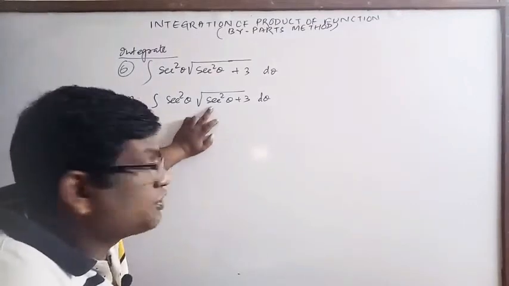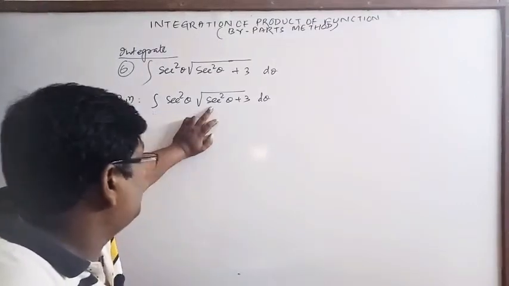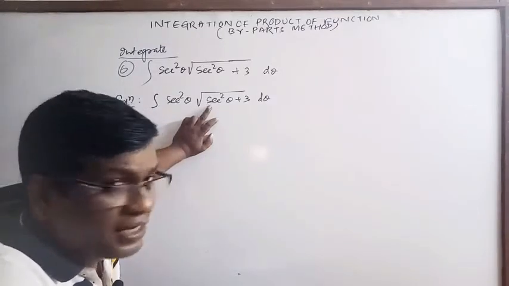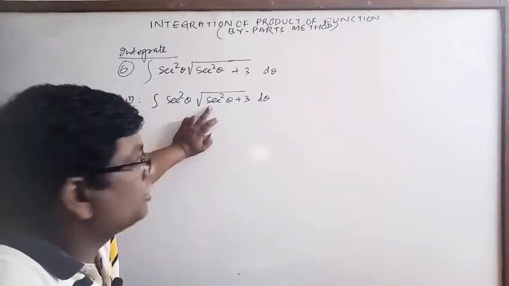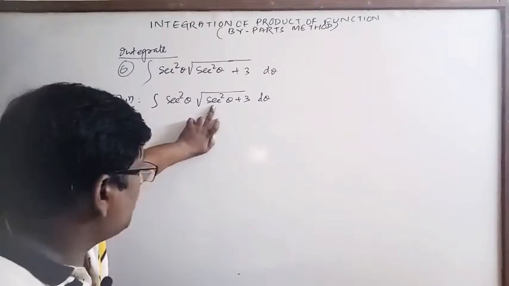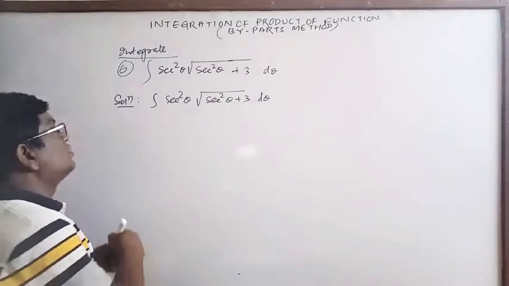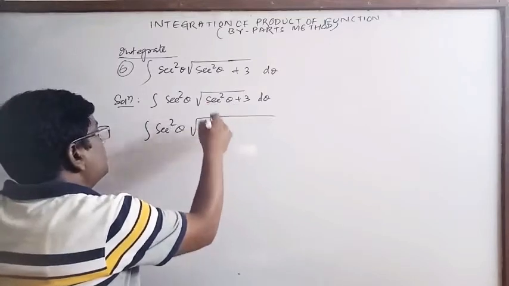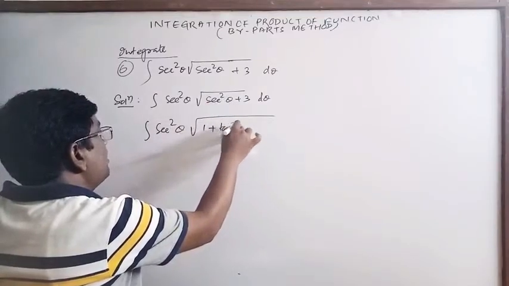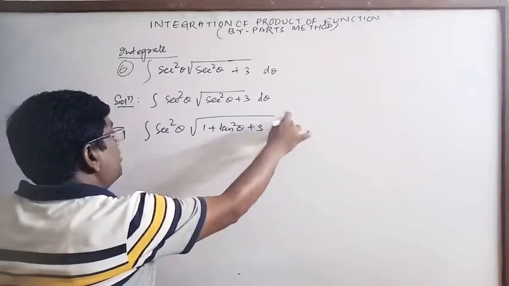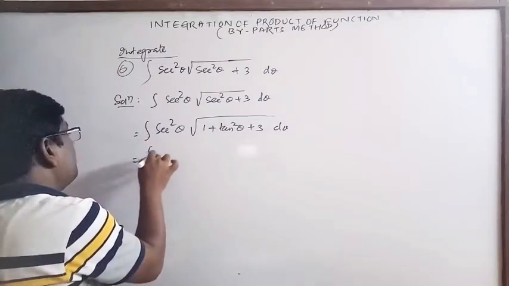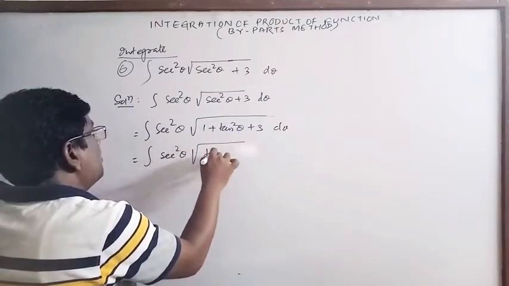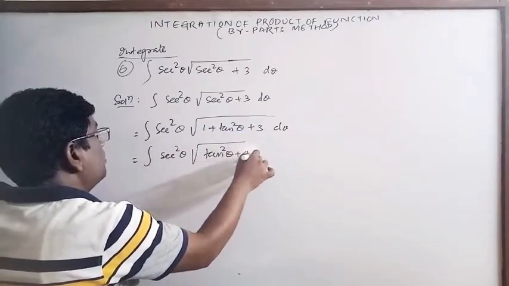So sec square theta can be reduced in terms of tan square theta. What is sec square theta? You have to use here sec square theta is equal to 1 plus tan square theta. Clear? So this is sec square theta root over 1 plus tan square theta plus 3 d theta, that is equal to sec square theta root over tan square theta plus 4 d theta.